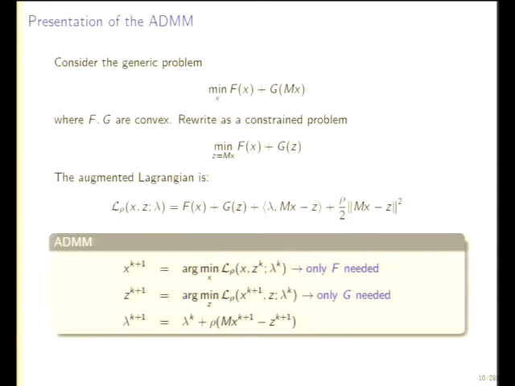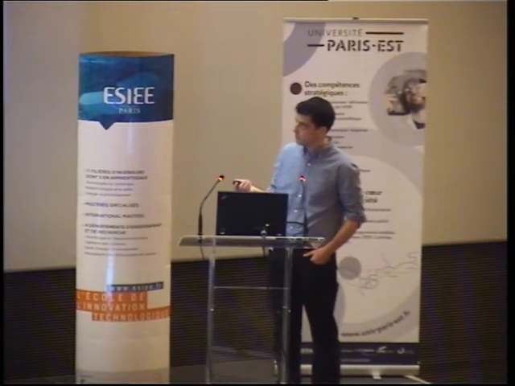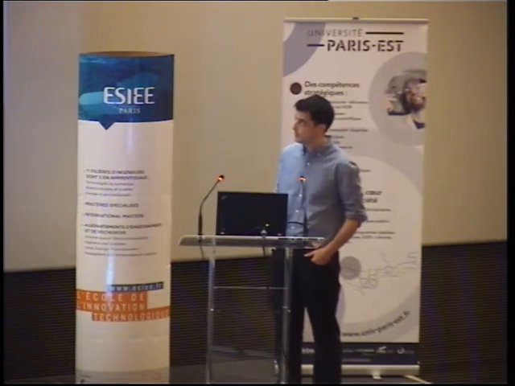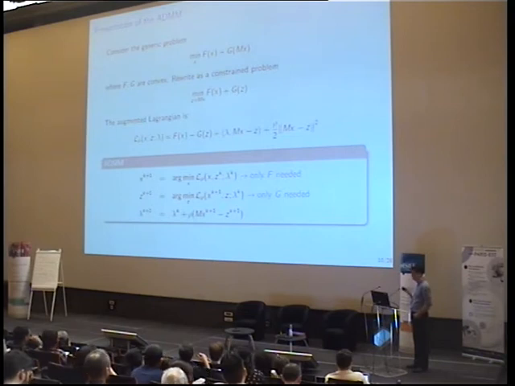And the ADMM algorithm works like this. At each iteration k, it will update three variables, x, z, and lambda. First of all, we start with x, and we will minimize the Lagrangian with respect to x, letting z and lambda be fixed. Next, we will update z by minimizing the Lagrangian, but this time x and lambda will be fixed, and we will only minimize with respect to z. And the next step is to update the Lagrange multiplier like this.